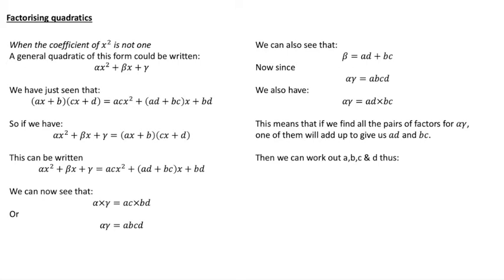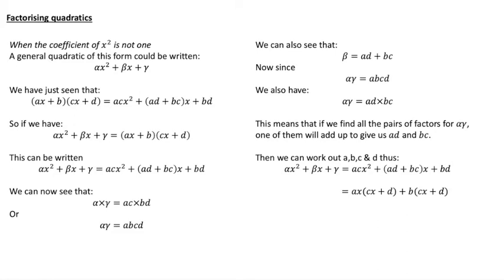Now, then we can work out A, B, C and D and pop them into there. And then what we can do with that is we notice that the ACX squared and the ADX both have an A in common and an X in common. So we can take them out. So the ACX squared becomes AX times CX and the ADX becomes AX times D.